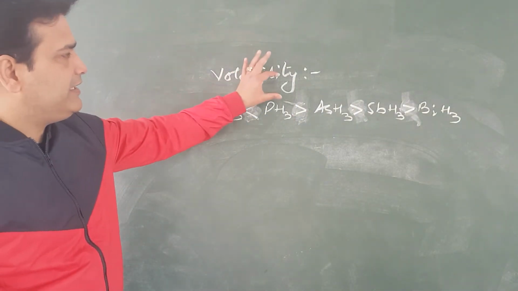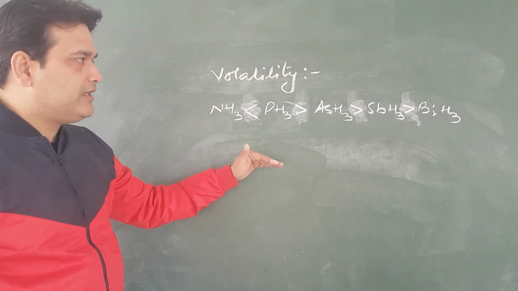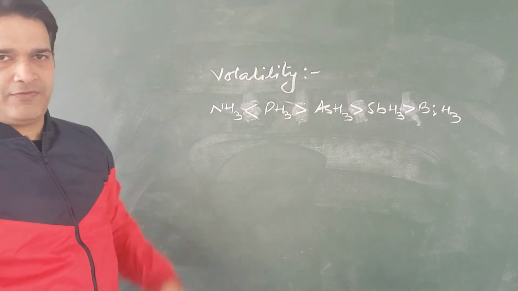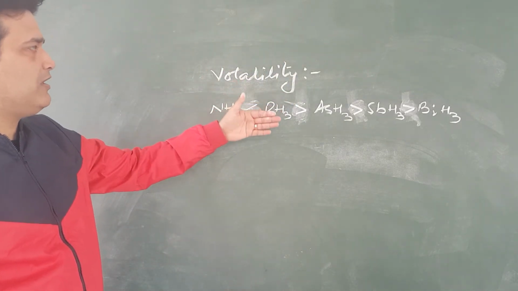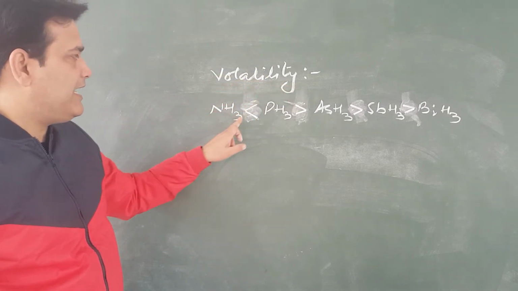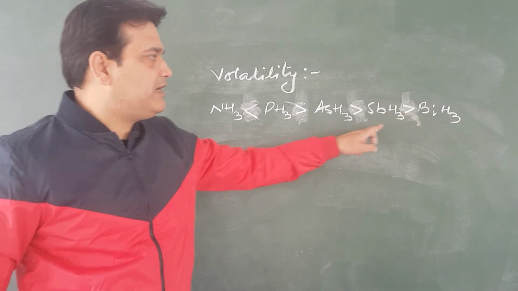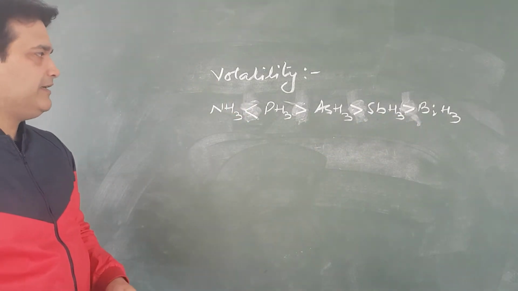Because volatility is the tendency of the liquid to go into the vapor phase, and it is obviously reciprocal of the boiling point. That's why volatility has just the reverse trend of the boiling point. So this was the volatility.